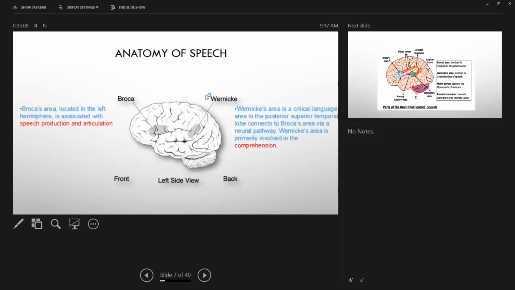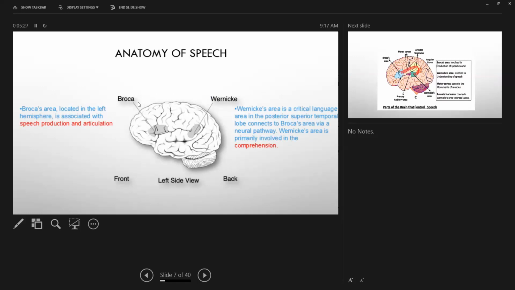So we'll come to the anatomy of speech. There are two areas, Broca's and Wernicke's. Broca's area is located in the left hemisphere and is associated with speech production and articulation, whereas Wernicke's area is a critical language area in the posterior temporal lobe that connects to Broca's area via a neural pathway. Wernicke's area is primarily involved in comprehension. So these two areas work in combination.